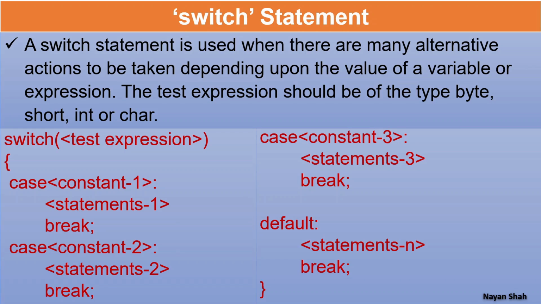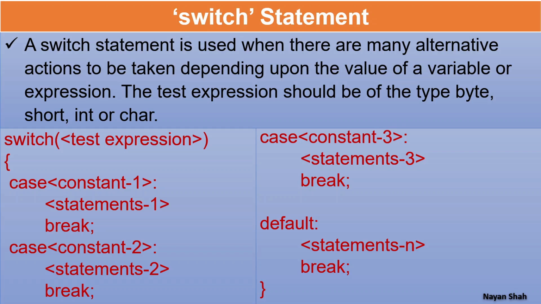A switch statement is used when there are many alternative actions to be taken depending upon the value of a variable or expression. For example, switch and then an expression. But you need to remember that the expression you write with switch should be of type byte, short, integer or character. It cannot be long, float, double or boolean. If the expression gives case 1, the first case, it will execute all those statements and break. Then the second case has another constant value.